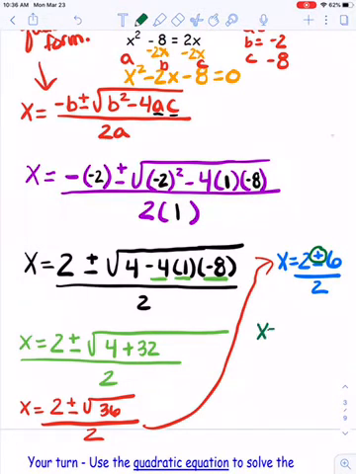So I'm going to think about this. If I take just 2 plus 6, and then I divide that answer by 2. So here I'd get 2 plus 6 is 8, divided by 2, which would give me 4. So there's one of my solutions, x equals 4.